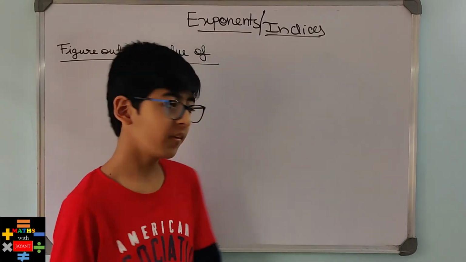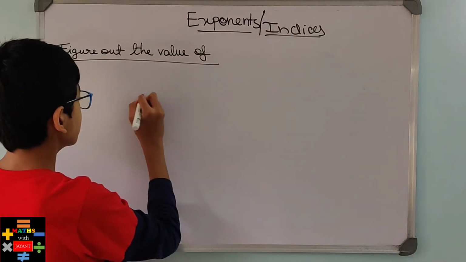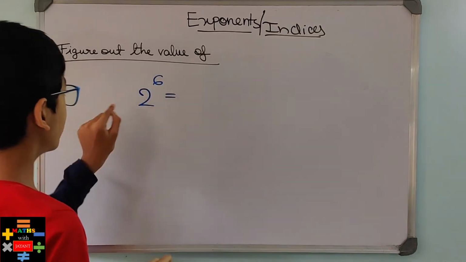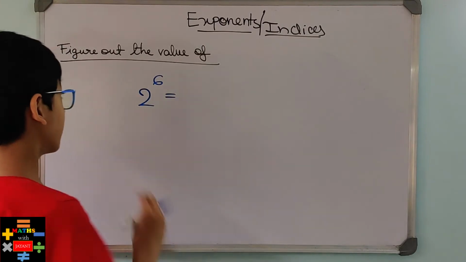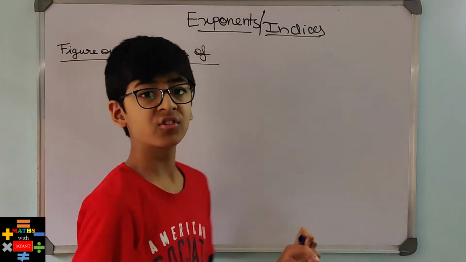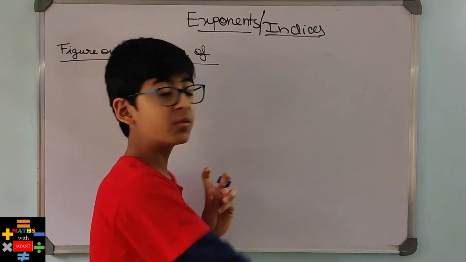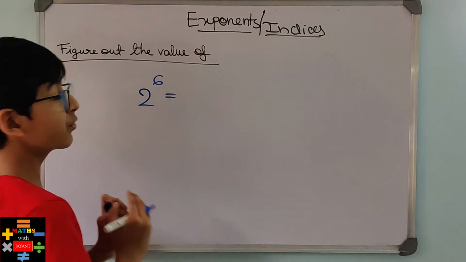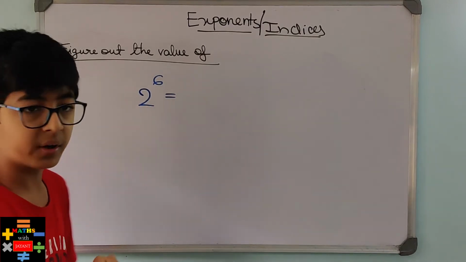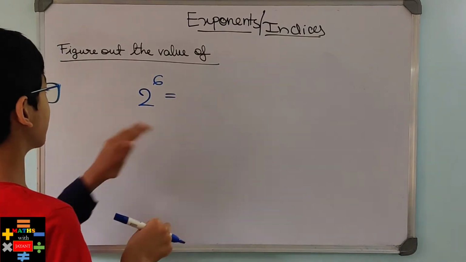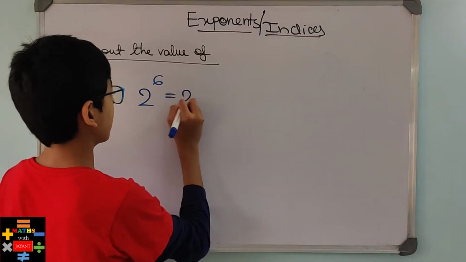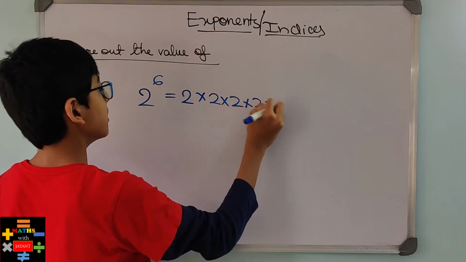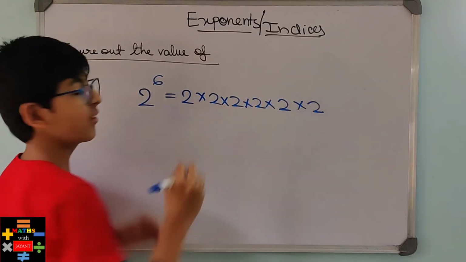Now let us discuss, suppose you are given 2 raised to the 6th power. So what is the value of this? Of course, as this is repeated multiplication, we can multiply and there will be a value to it. So suppose you are given the exponent like this, and you have to figure out the value of it. How will you do it? Let us try solving this. Over here, 2 raised to the power 6 means 2 into 2 into 2 into 2 into 2 into 2. So this is 6 times.